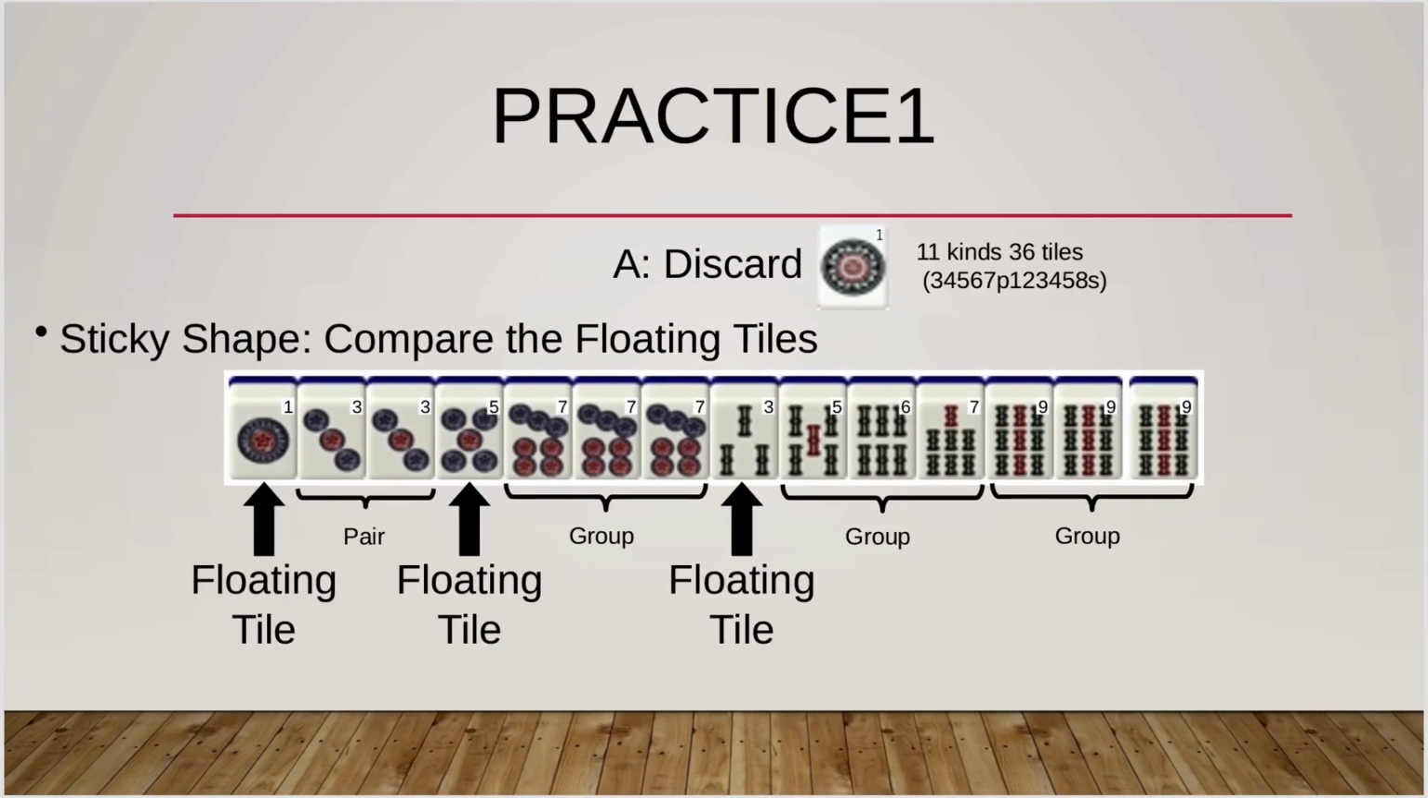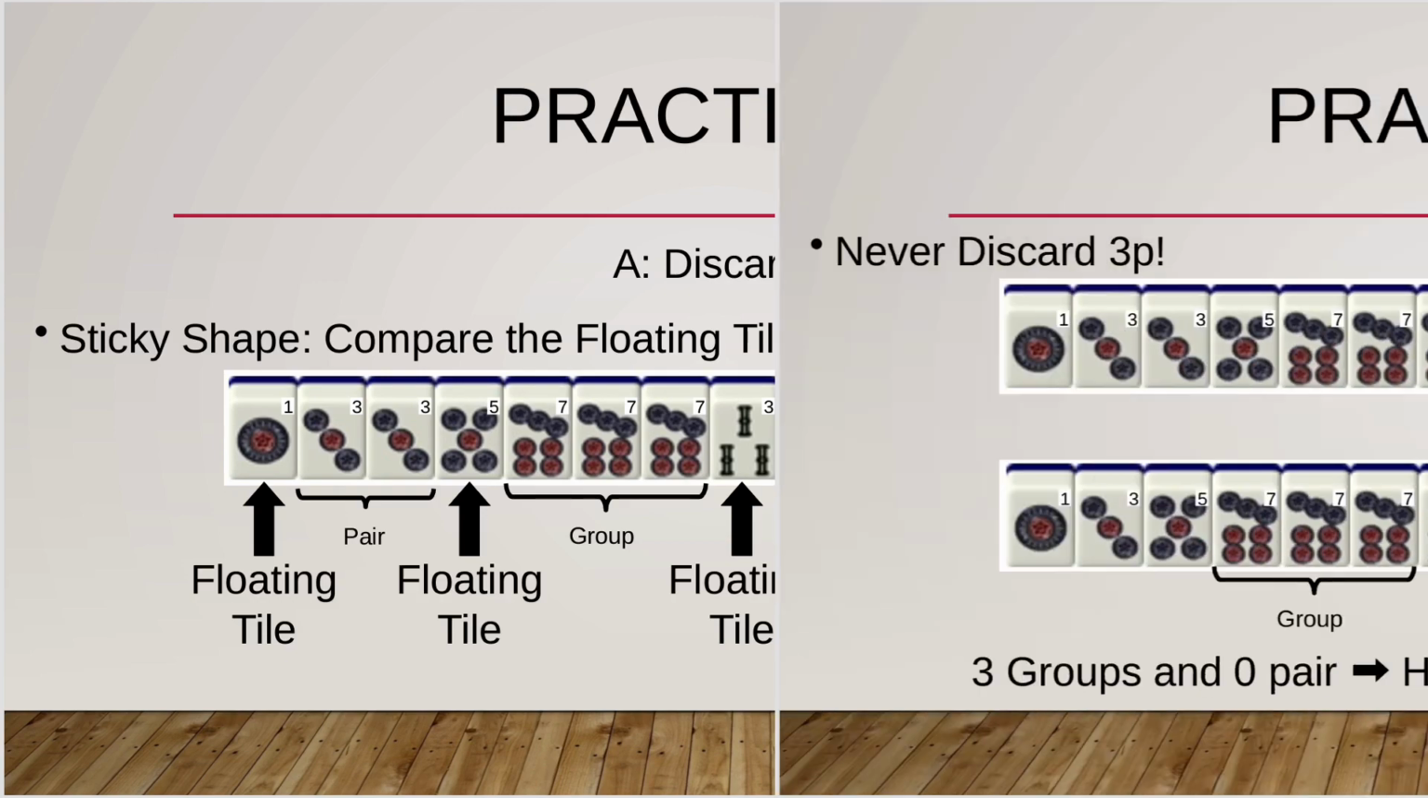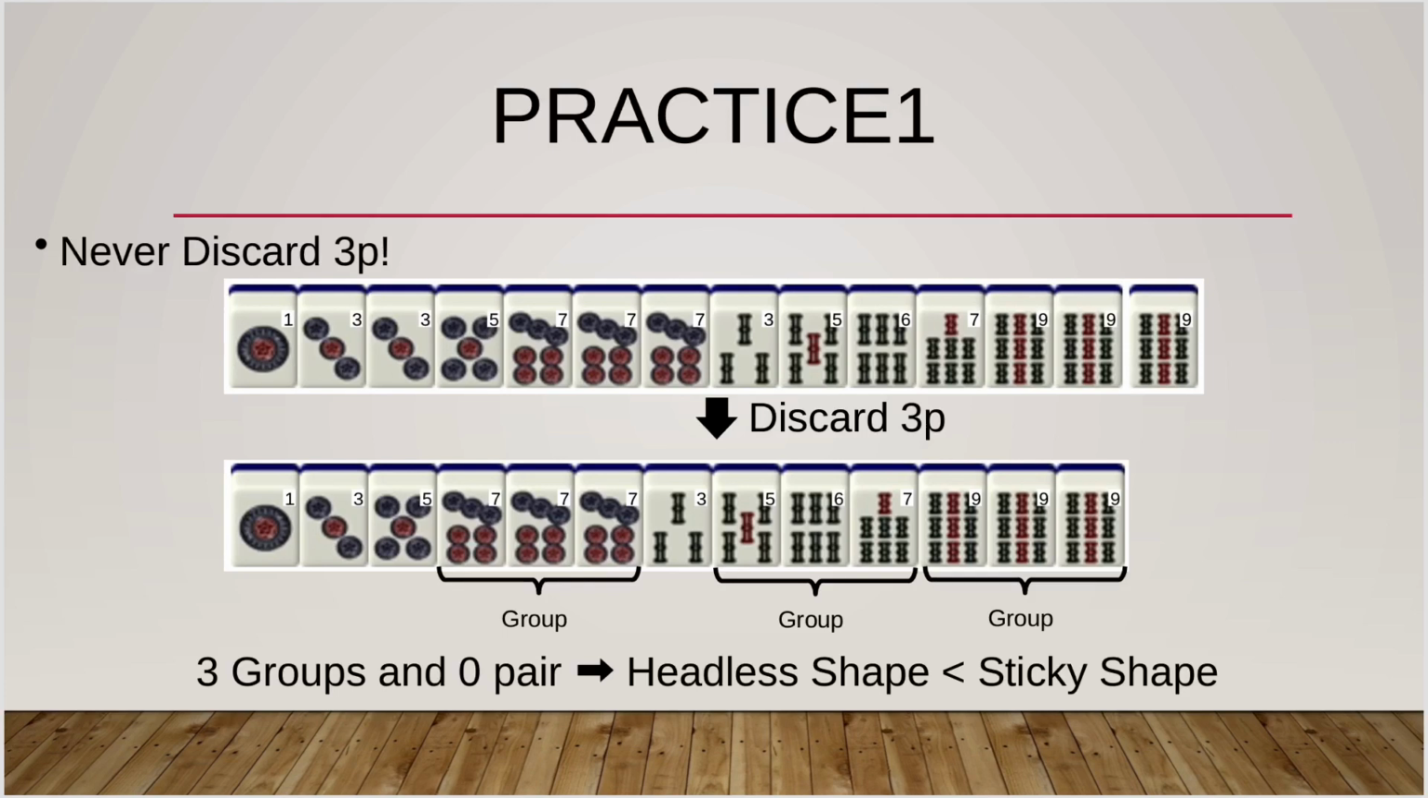Therefore, the candidate tiles for discard are the floating tiles, 1 pin, 5 pin, and 3 su. In general, tiles on the inside of a sequence offer more acceptance, so the correct choice is 1 pin, which is the most outer tile. Do not discard 3 pin. If you discard 3 pin, there remains 3 groups and 0 pair, which is headless shape. Sticky shape has more acceptable tiles than headless shape.